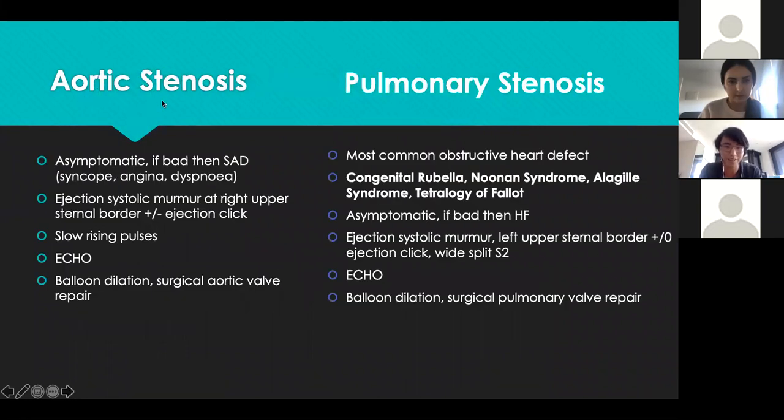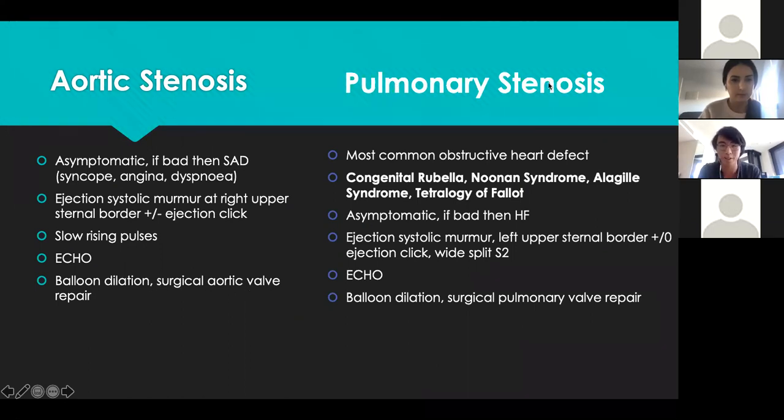So aortic stenosis, it's similar to an adult in the sense that they're asymptomatic until it gets really bad, and then you get your SAD mnemonic symptoms. Again, like adults, ejection systolic murmur, right upper sternal border, and you might get a click, and then slow rising pulses. So these are all very similar to adult AS. You can balloon it, you can repair the aortic valve.